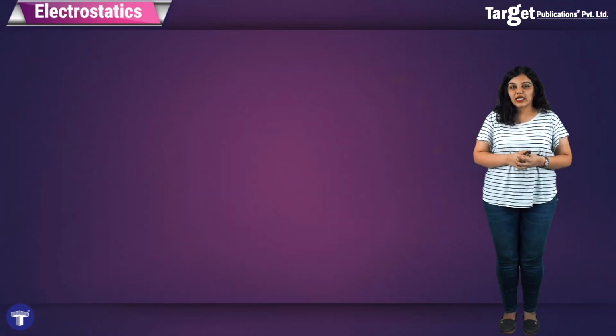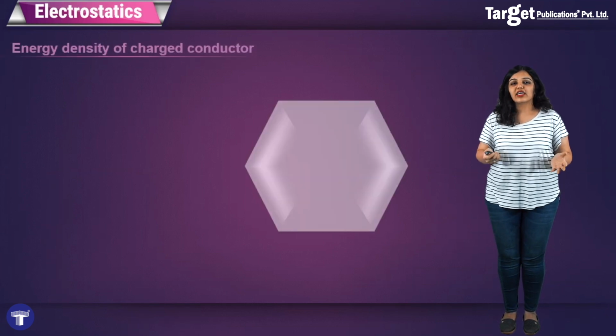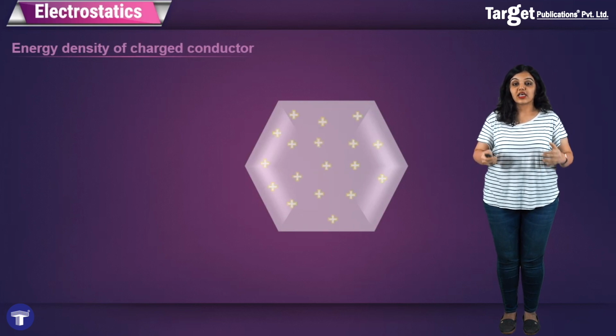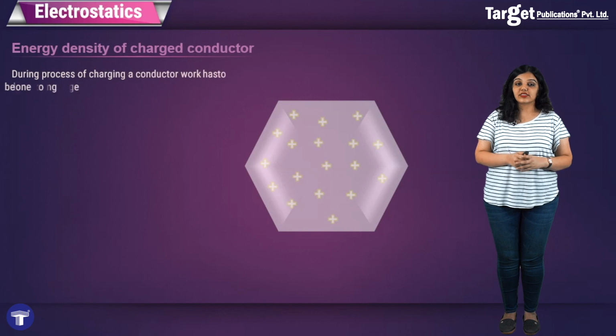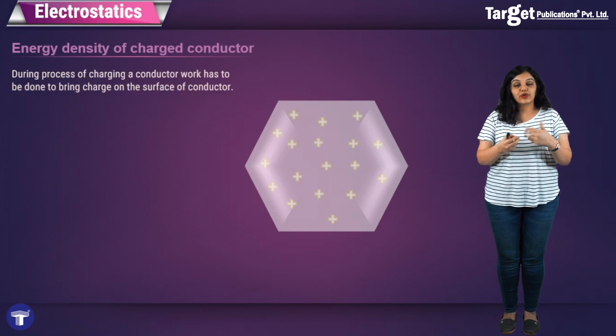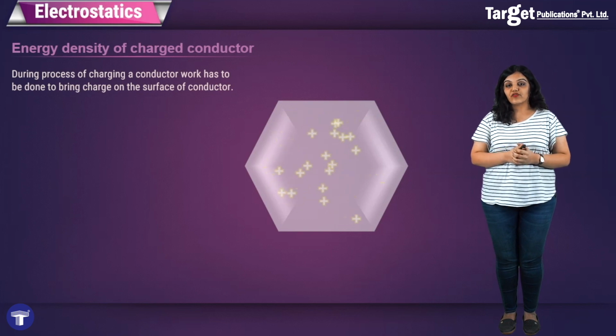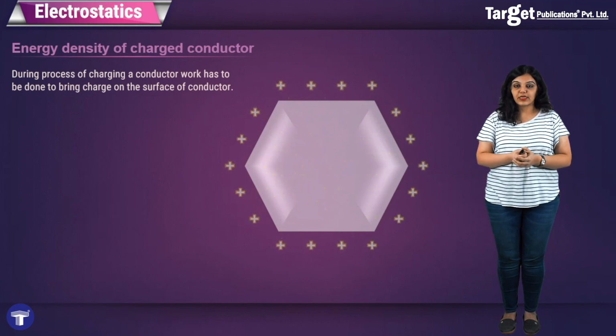Finally, I want to make one last important observation about the electric field. Whenever you have a charged conductor, we know that the charge on a conductor resides at its surface. But in order to make this charge flow to its surface, some work has to be done. So during the process of charging a conductor, work has to be done to bring the charge on the surface of the conductor, because no charge is allowed to be inside.